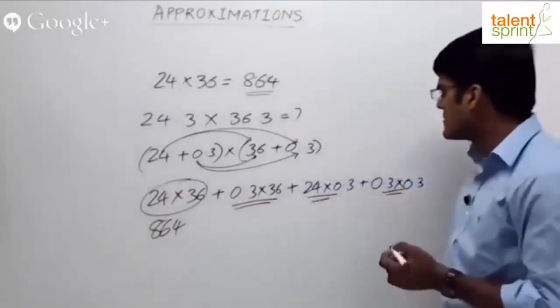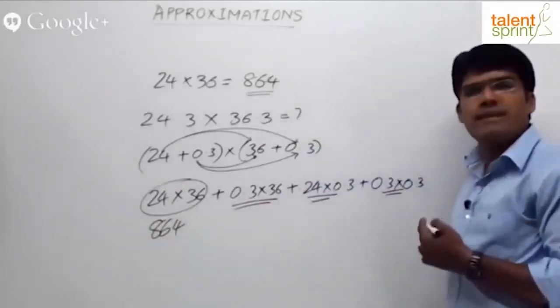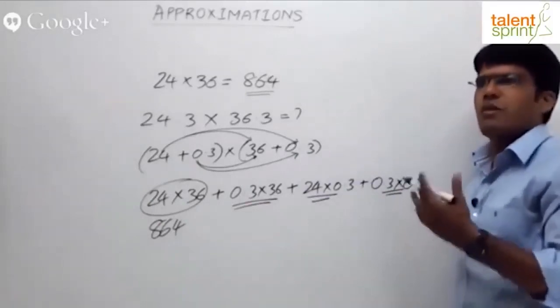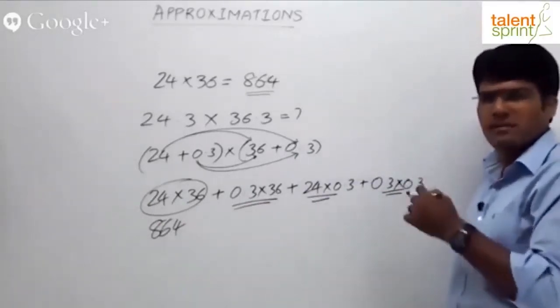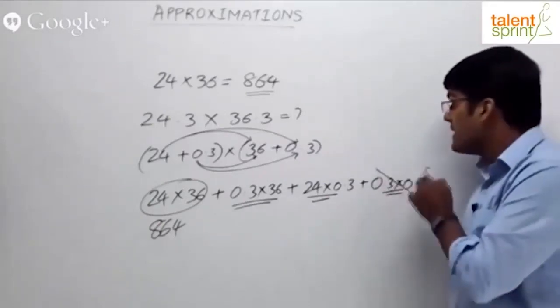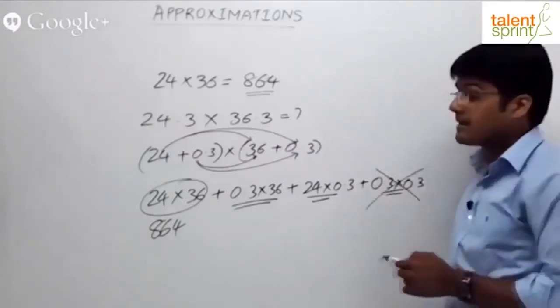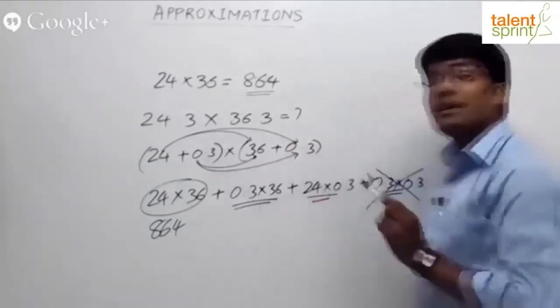Again, when it comes to the remaining terms, 0.3 into 0.3 doesn't really matter. I mean, what is 0.3 into 0.3? 0.09 or 0.1. Yes or no? 0.09, approximately 0.1 we can say. So this part can be neglected. But the remaining two terms cannot be neglected.